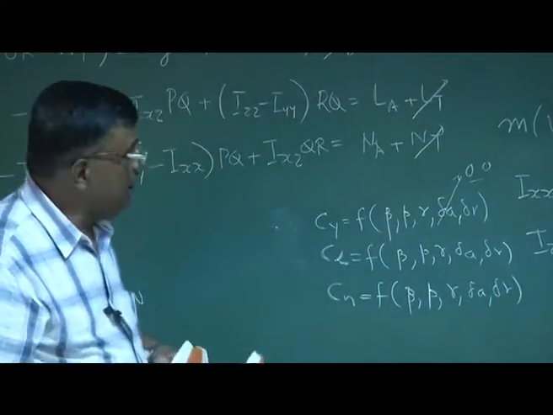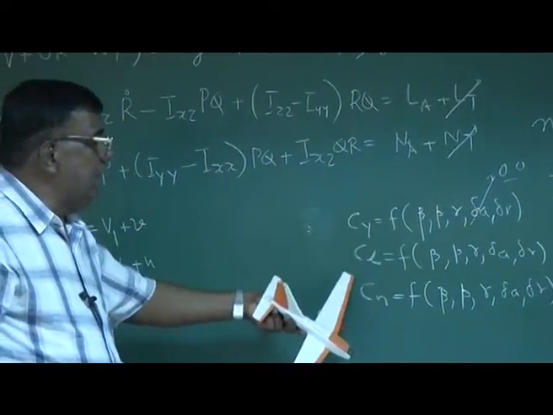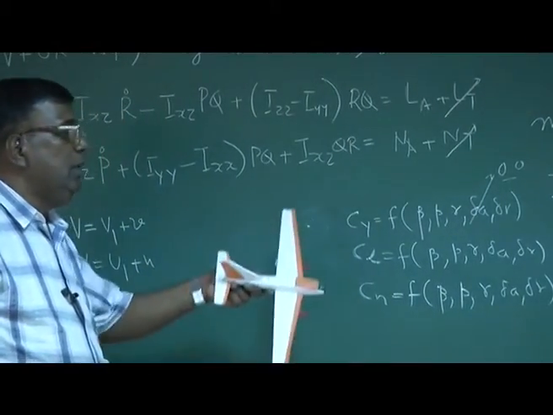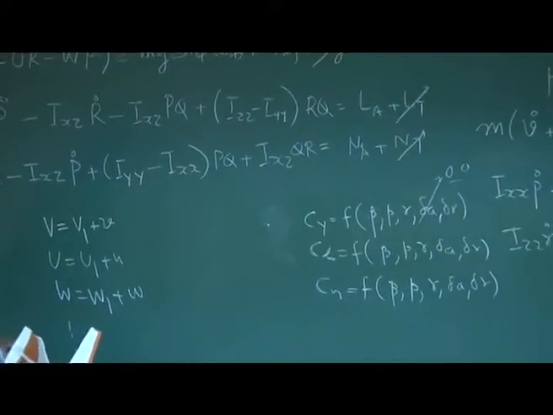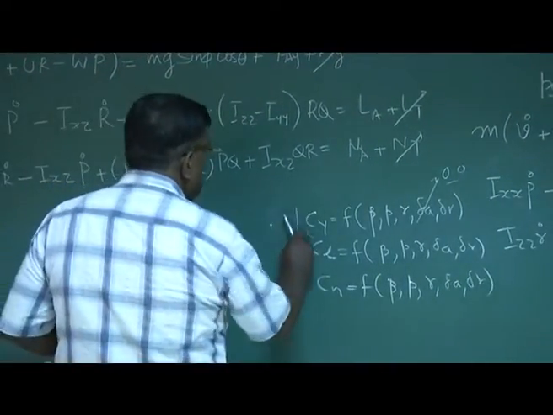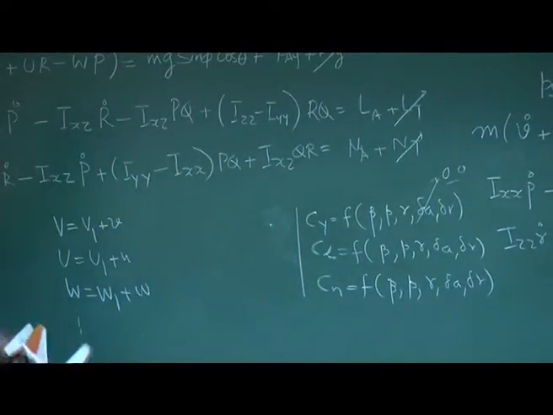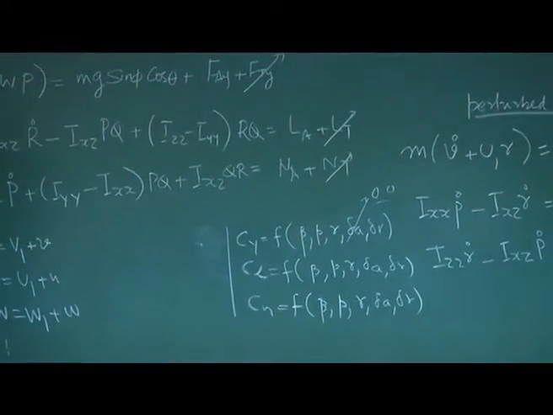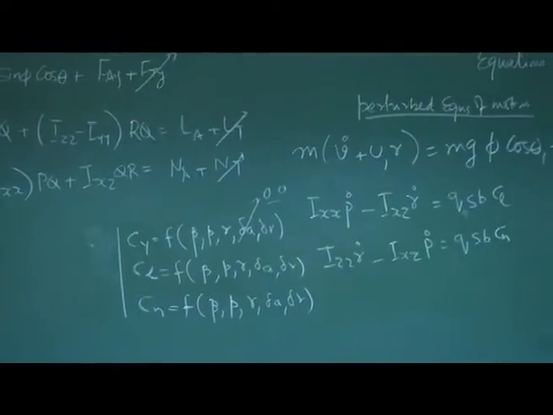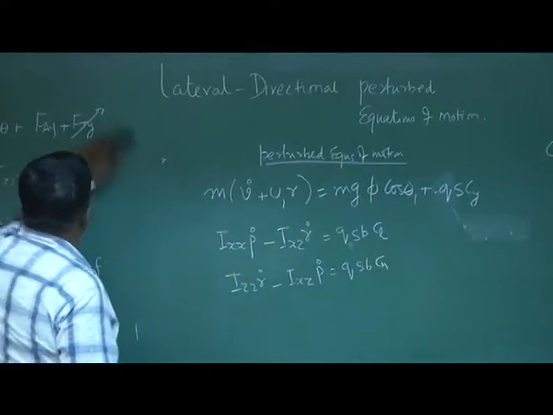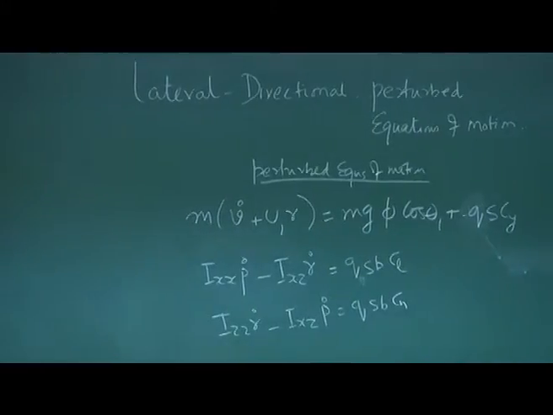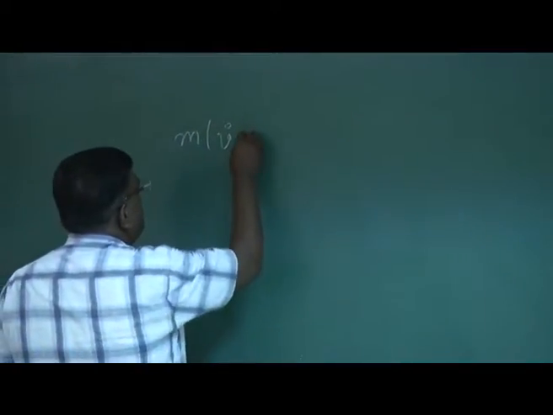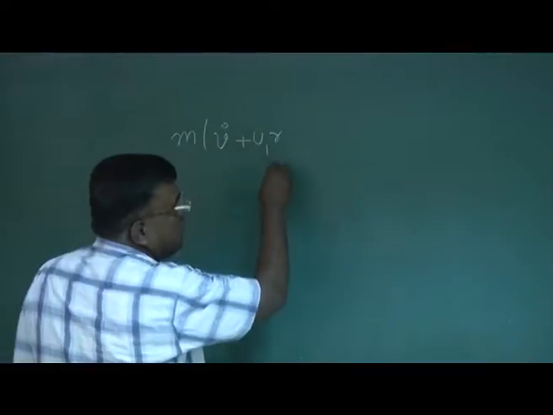That also you understand. Similarly, you can extend that understanding for Cn in the similar direction. So as long as you understand that Cy, Cl, and Cn will be functions of all these motion variables and control variables, for me life is simpler. I can write the right-hand side. Let me take one example. I write m v dot plus u1 r. This is the perturbed equation of motion.